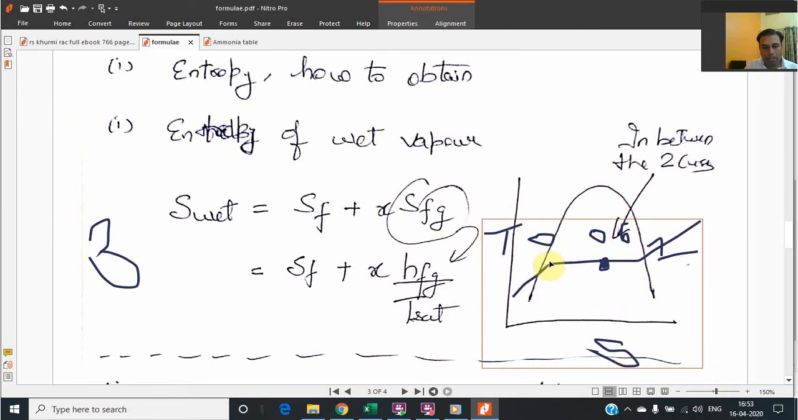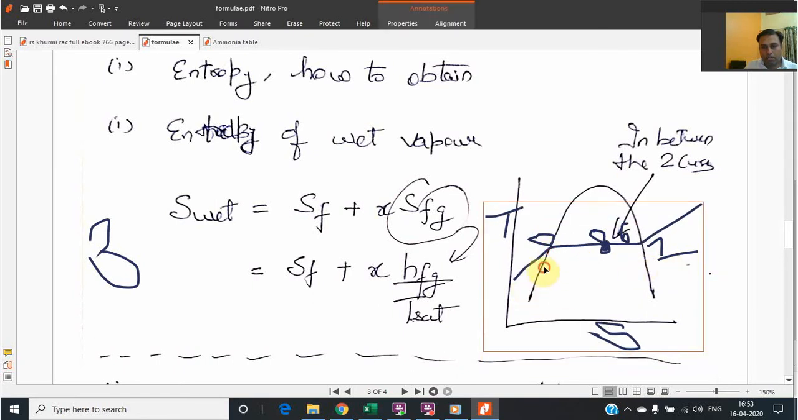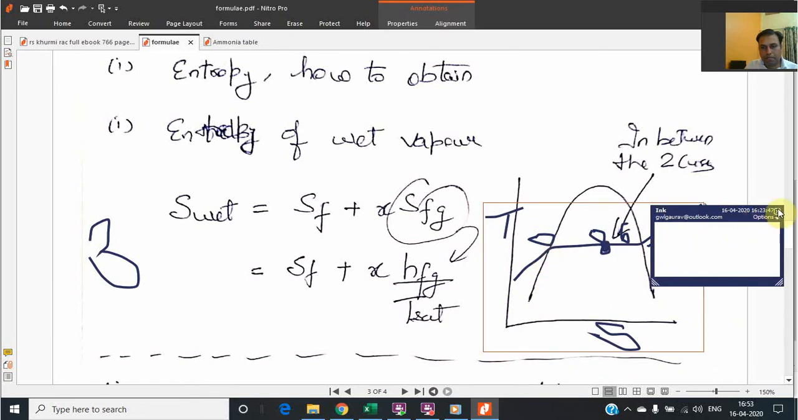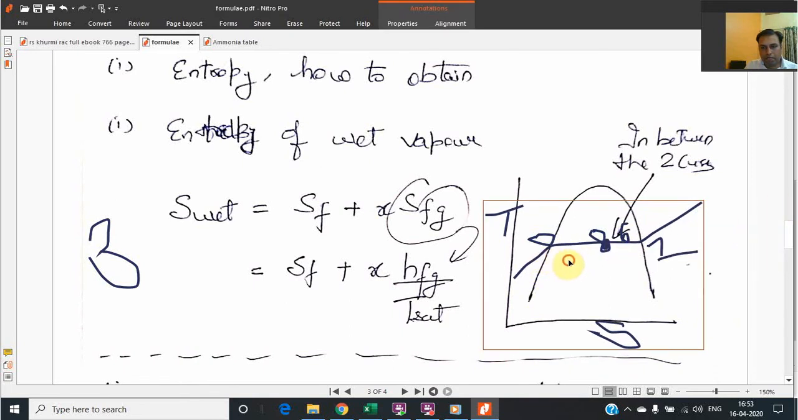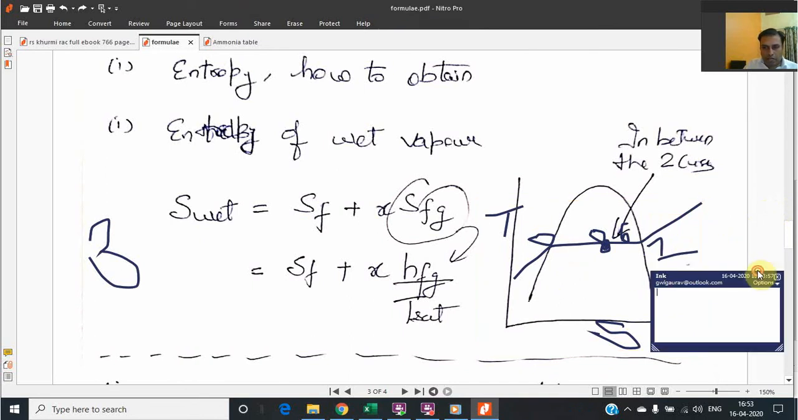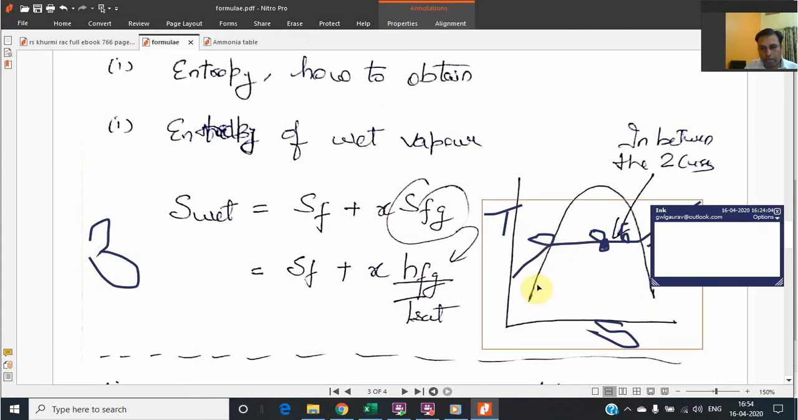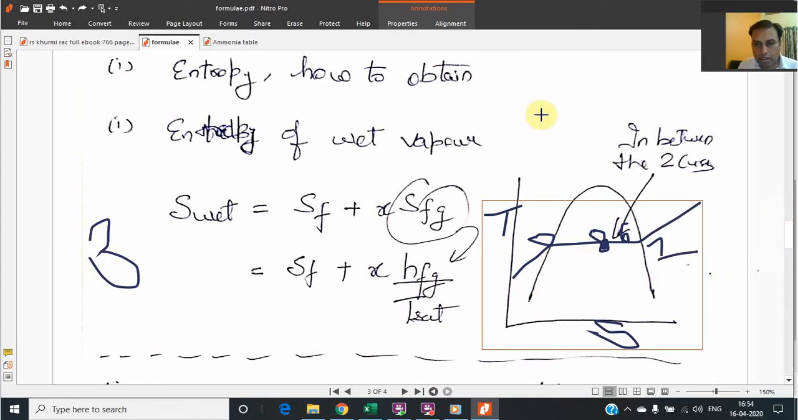Up to this point we know what the case is, because from this to this point what is happening.